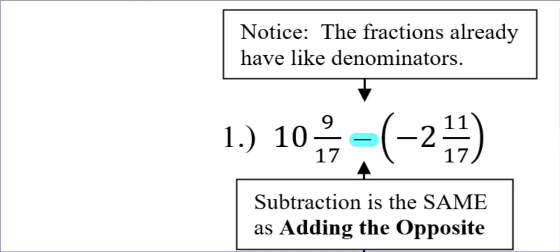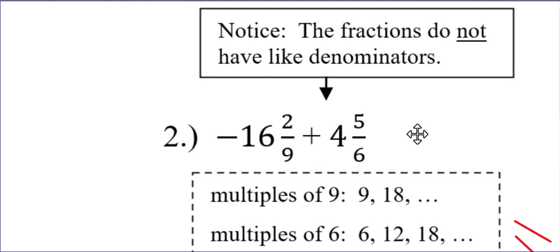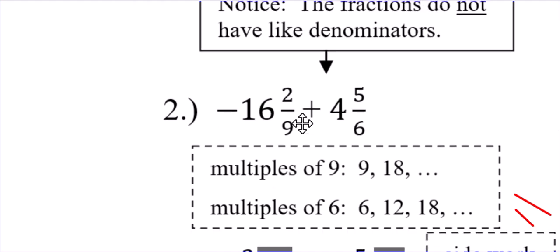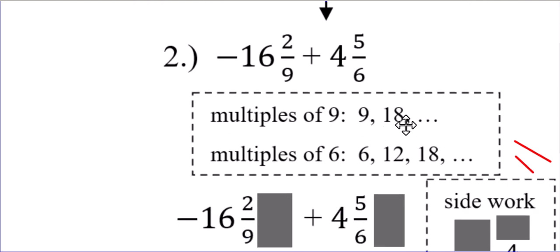Okay, problem number 2. Number 1 already had like denominators, but notice the fractions of number 2 do not have like denominators. 9 and 6, obviously not the same. So in our head or off to the side, we think about multiples of 9: 9, 18, 27, and so on. Multiples of 6: 6, 12, 18, 24. Do you see what I see? The lowest common denominator here would be 18ths.